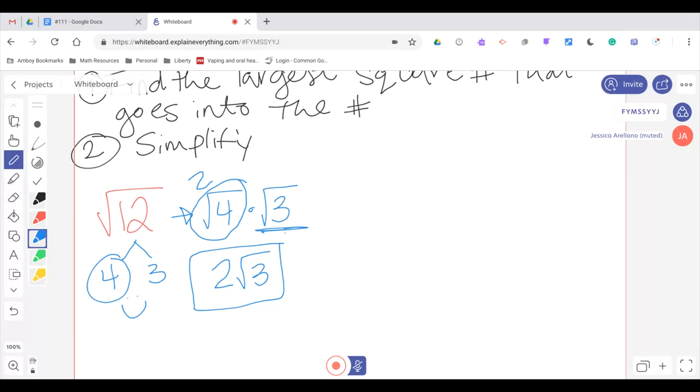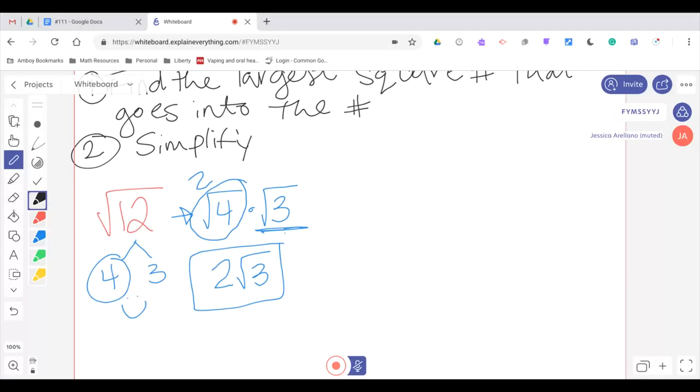Because I was able to simplify the 4, but the 3 can't. It can't break down anymore, so we're going to leave it. So instead of writing square root of 12 or 3.46410, blah, blah, blah, we are going to write 2 square root of 3. This is called an exact answer. Okay. Let's try another one.